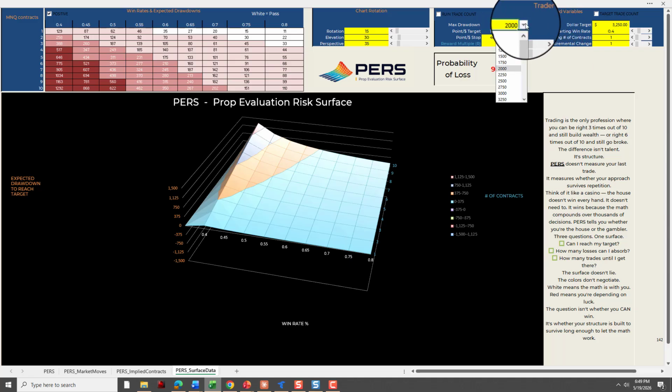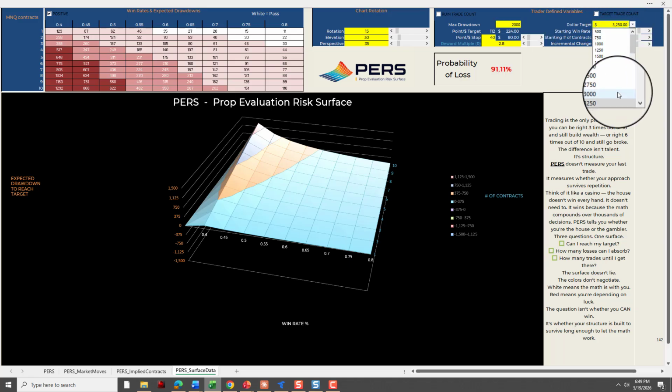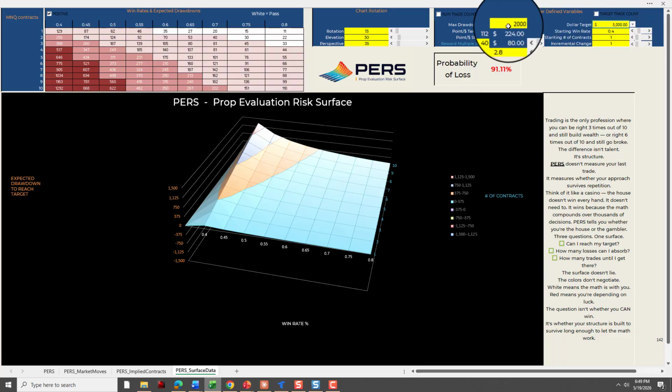And the max drawdown, once again, if you click on the yellow cell, those are the user-defined fields. The max drawdown on a Take Profit Trader 50K account is 2,000. So you cannot lose more than 2,000, and the goal is to make 3,000. Okay, it looks like I left it at 3,250. There we go. So the goal is to make 3,000 without losing $2,000 within that 1 month evaluation phase.